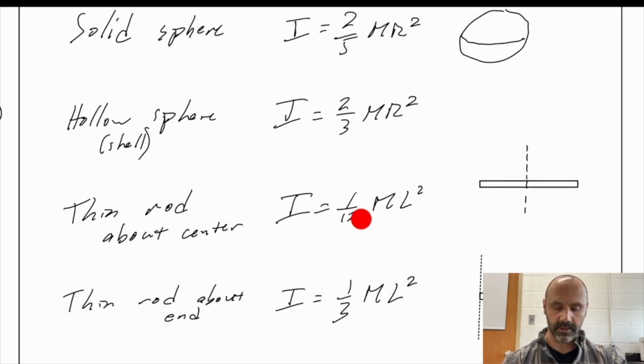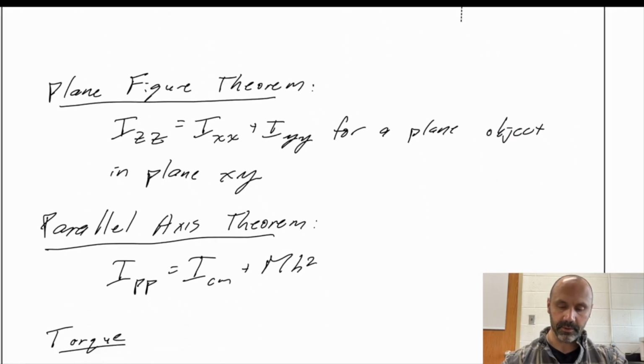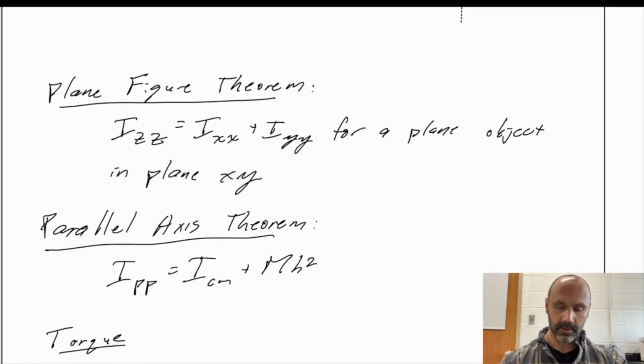It's the smallest one we have. Thin rod about the end, 1/3 ml squared. And that brings us to the plane figure theorem and the parallel axis theorem. So the plane figure theorem only works for a figure that's a plane figure, right? So like a sheet, or it could be a ring or a thin disk or something like that.